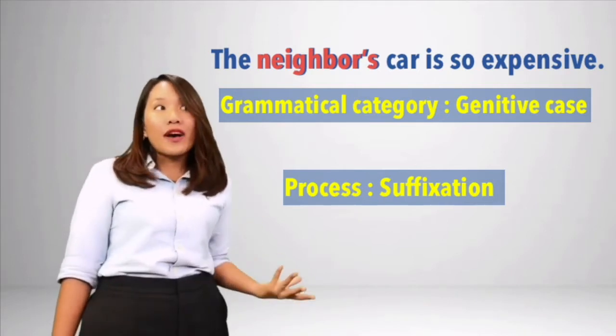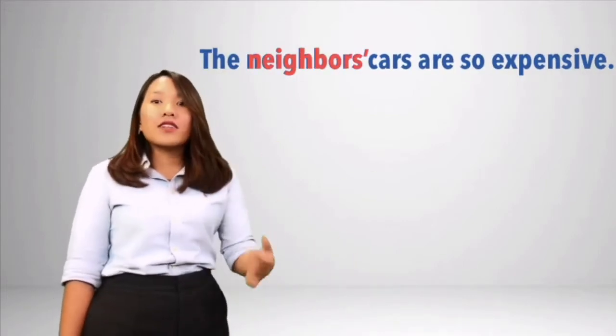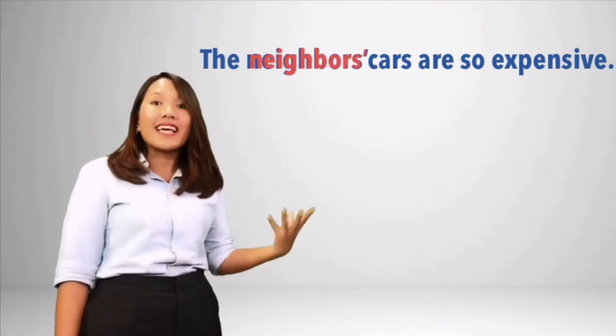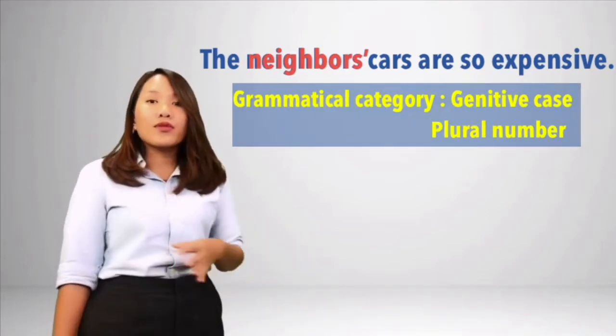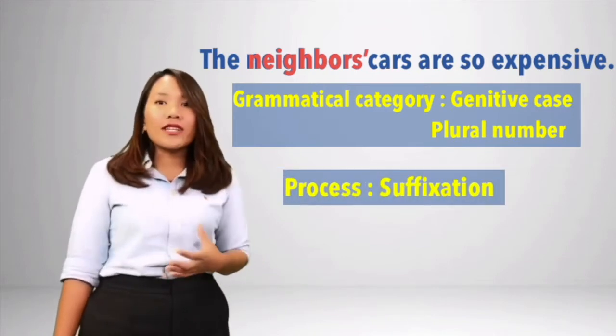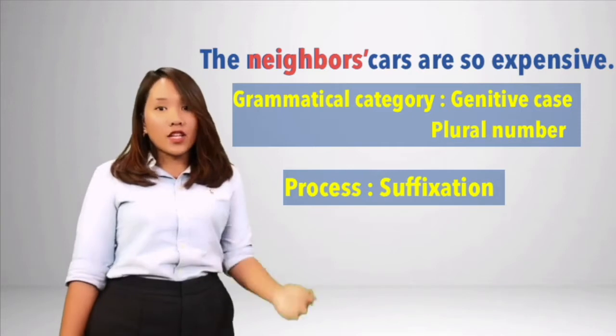Or in case you have many neighbors, we can have a sentence like, neighbors' cars are so expensive. So the inflectional bound morpheme s here carries both genitive case and number, plural, through the suffixation process to denote the possession that the car belongs to the neighbor and the quantity of the car.